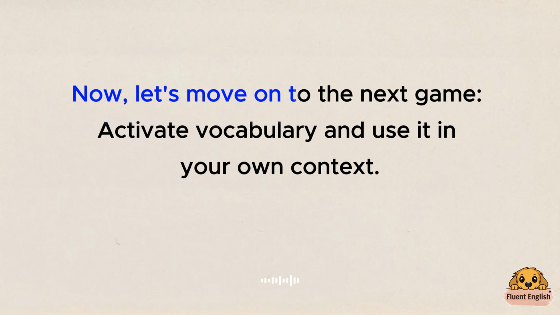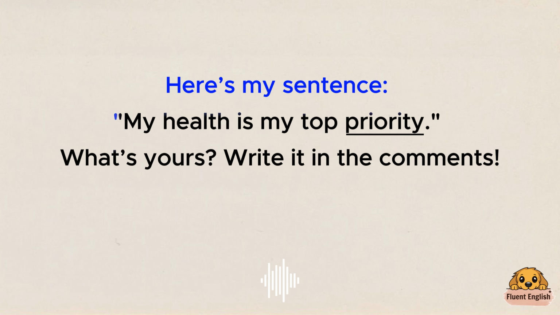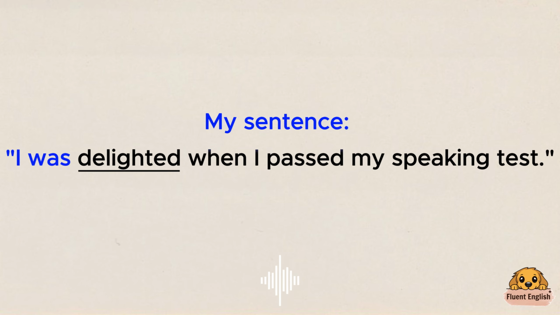Now, let's move on to the next game. Activate vocabulary and use it in your own context. Use the word priority in a sentence. You can pause the video and have 20 seconds to think and speak it out loud. Ready? Here's my sentence. My health is my top priority. What's yours? Write it in the comments. Next word, delighted. This means very happy. Your turn. My sentence. I was delighted when I passed my speaking test.